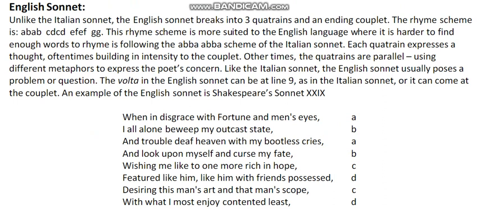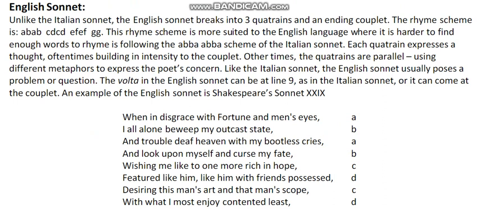Now let's get into the English sonnet. Unlike the Italian sonnet, the English sonnet breaks into three quatrains and an ending couplet. The rhyme scheme is AB, AB, CD, CD, EF, EF, and GG. This rhyme scheme is more suited to the English language, where it is harder to find enough words to rhyme following the ABBA scheme of the Italian sonnet. Each quatrain expresses a thought, oftentimes building in intensity to the couplet. Other times the quatrains are parallel, using different metaphors to express the poet's concern.